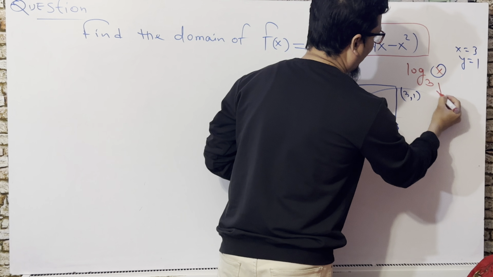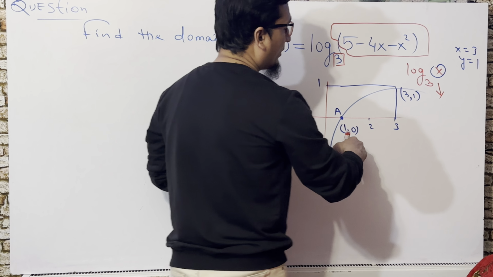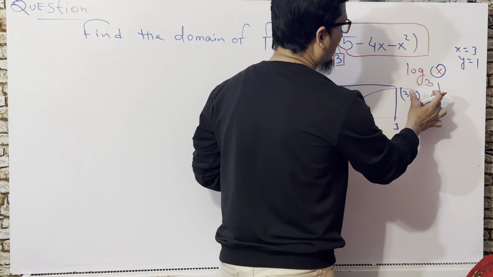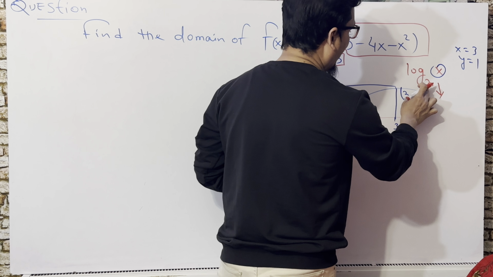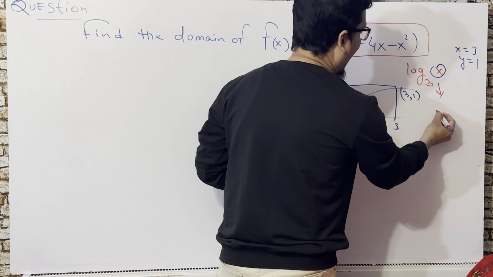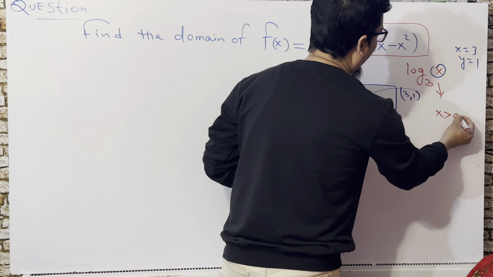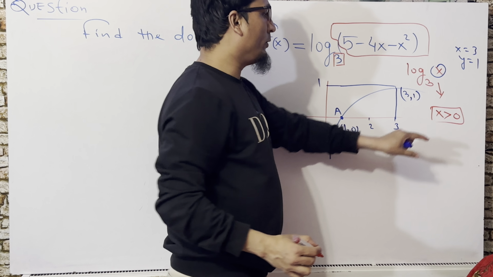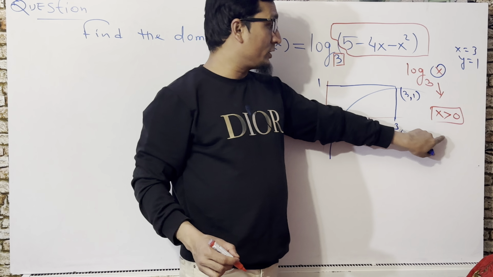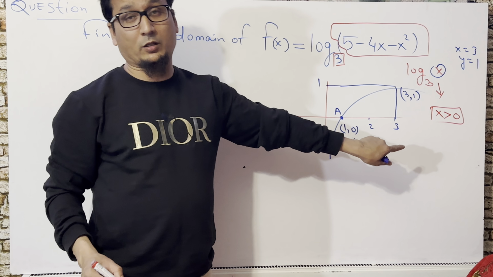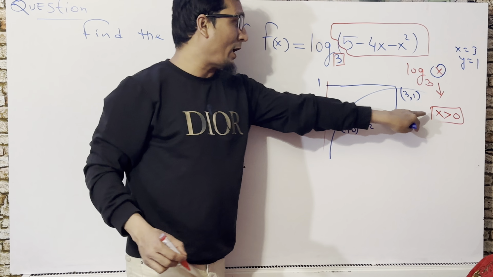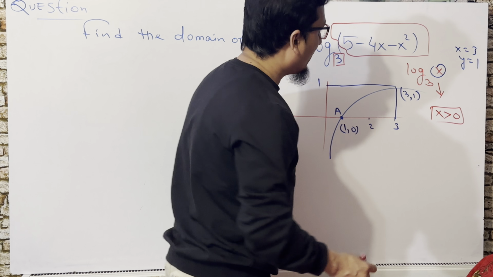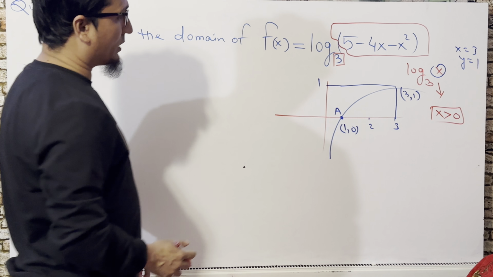So here what is the domain? I told you the domain for the logarithmic function: if the base is 3 and this is x, the x must be greater than 0. You only have to follow this condition. This is a very important condition for the logarithmic function. So if you have x greater than 0, then easily you can find the domain of the given function, right?